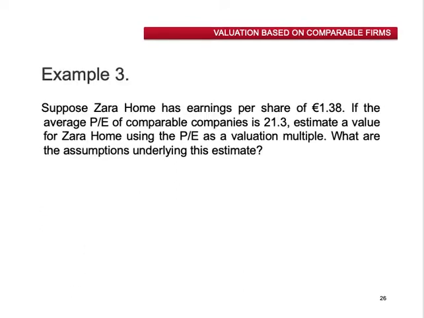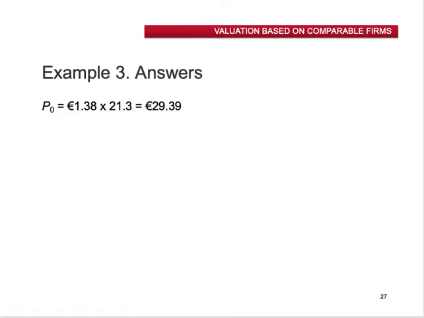So let's put the multiple to the test. I have an example number 3. It goes as follows. We have Zara Home, and they have earnings of €1.38 per stock. The average PE, price to earnings multiple, of comparable companies is 21.3. Question 1: what is the value for Zara Home using the PE as a valuation multiple? Question 2: what are the assumptions underlying this estimate? Good luck. So the solution goes as follows.